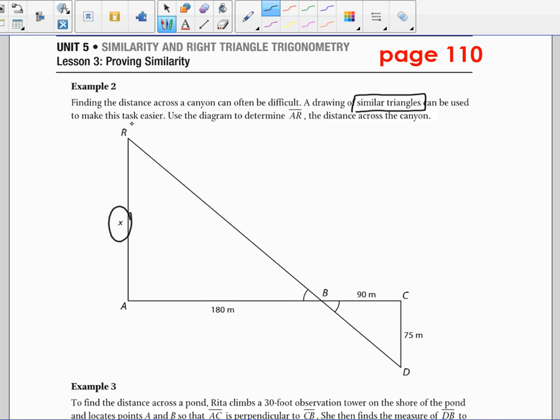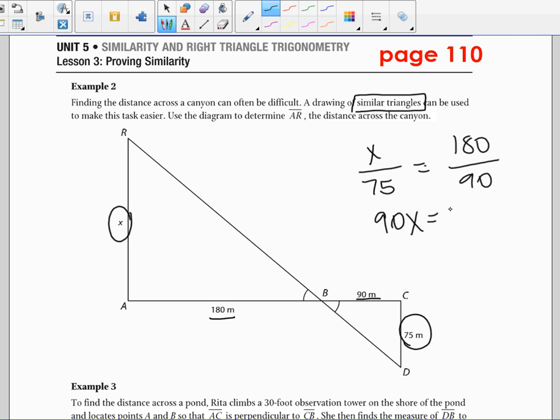So AR is the same. It's across from your vertical angle, so then that's going to go with 75, and then the 180 and the 90 are a pair. So when you set up your proportion, you have x over 75 equals 180 over 90. And then when you cross multiply, you get 90x equals 13,500. And when you solve, you get 150, and that is in meters.